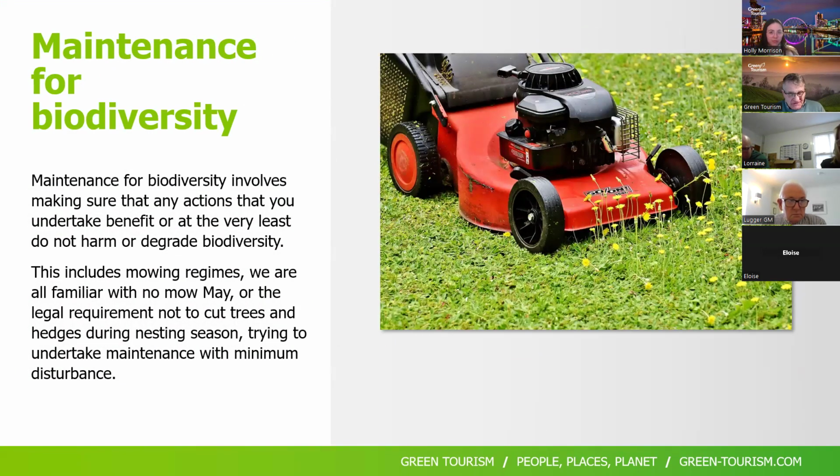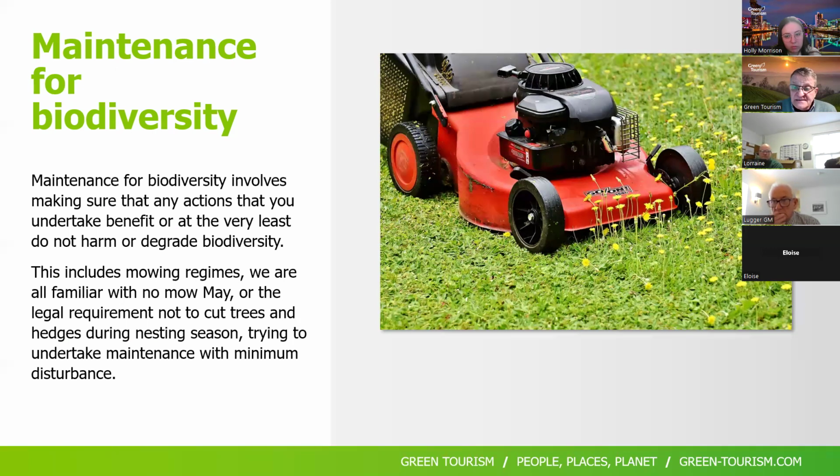Maintenance for biodiversity. This is one of the things in the criteria, and it involves making sure that any actions that you undertake within your grounds and gardens, if your business has them, benefit or at least do not harm or degrade biodiversity. Now, this includes looking at mowing regimes, trying to establish different heights of sward, thus providing a variety of areas for feeding and shelter. Try not to cut the grass too early in the season. If you are trying to establish more wildflowers in the lawn, remove any grass clippings to help lower the lawn's fertility.